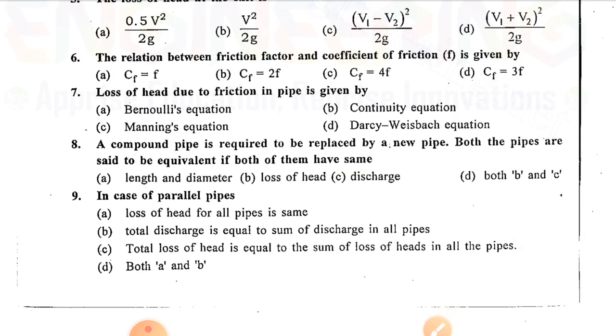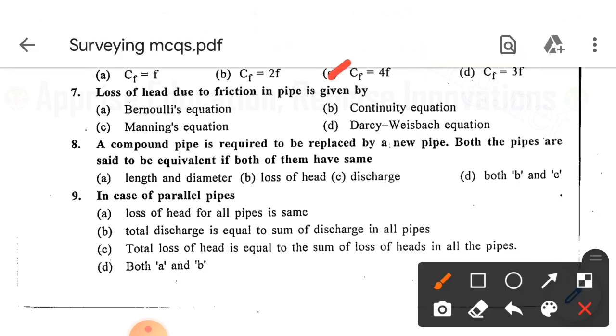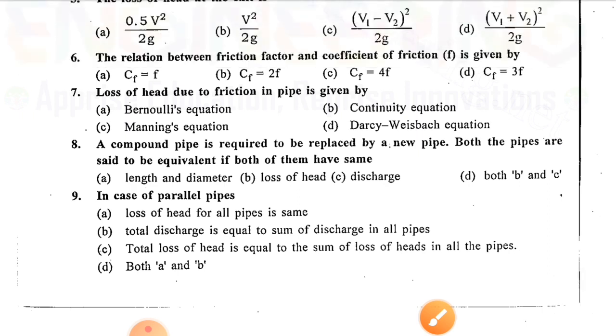Question number 6, the relation between friction factor and coefficient of friction F is given by. Option C is correct, CF equal to 4F. Question number 7, loss of head due to friction in pipe is given by. Option D is correct, Darcy-Weisbach formula.